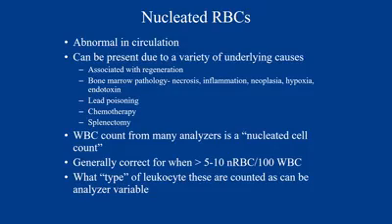It's important to remember that the white cell count from the analyzer includes all nucleated cells, and nucleated red cells are nucleated cells. We generally correct for the presence of these nucleated reds if there are more than 5 to 10 per 100 white cells. The type of leukocyte that your analyzer counts them as, whether lymphs or monos, is variable and depends on the analyzer.